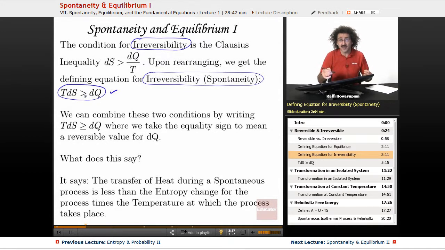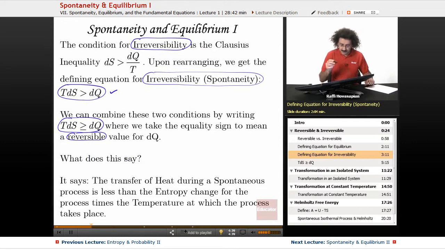A spontaneous process, a natural process, a real process, one that happens on its own without any external help. This is the condition for it. T times dS is going to be greater than the dq. Okay, we can combine these two equations by writing this. Basically, all I've done is greater than or equal to, where we take the equality sign to mean a reversible value of the dq. So if the heat exchange happens to be done reversibly, that's all this is. It just includes all possibilities. Our concern is going to be this one, greater than. It's always going to be like that because every real process is this right here. So this is the important equation.